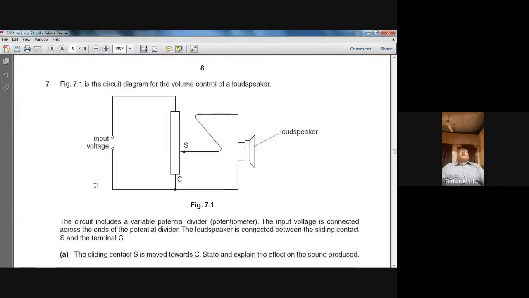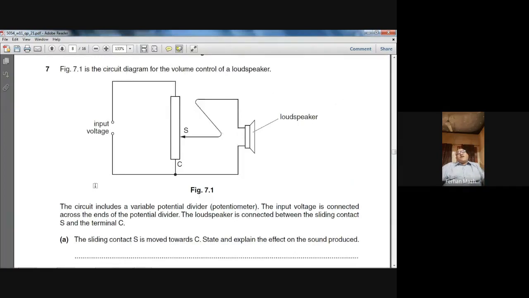Okay, so we are moving to question number 7. Figure 7.1 is the circuit diagram for the volume control of a loudspeaker. Here we have a variable kind of resistor. A loudspeaker is connected to one end of that resistance, and the other side of the loudspeaker is connected with the movable contact, which is S, and that contact can move.